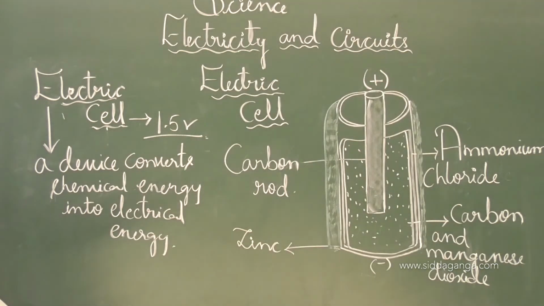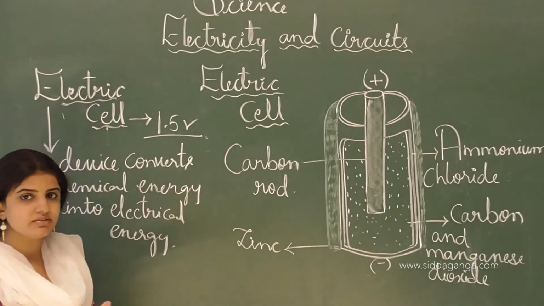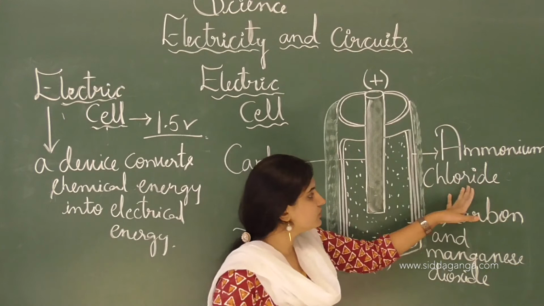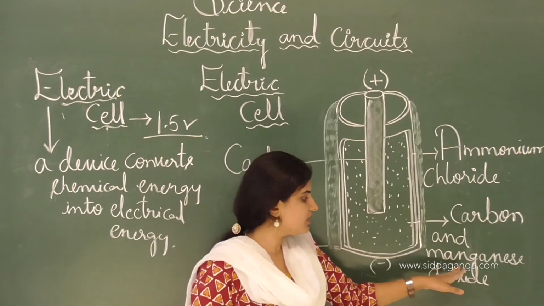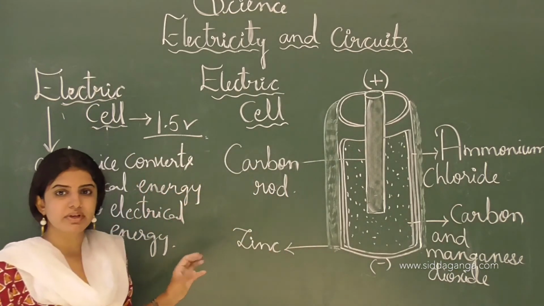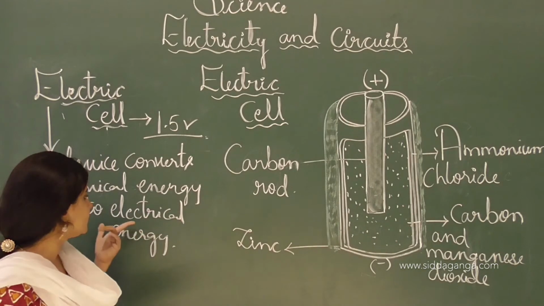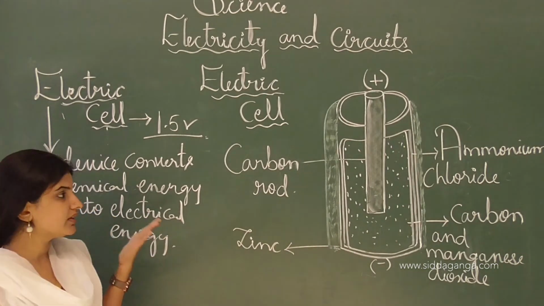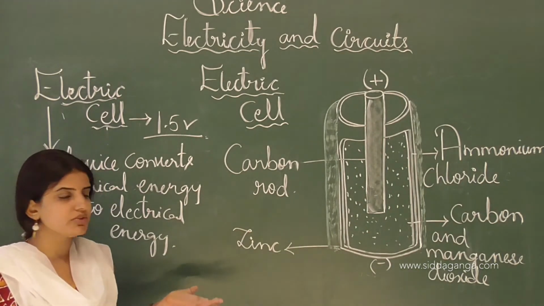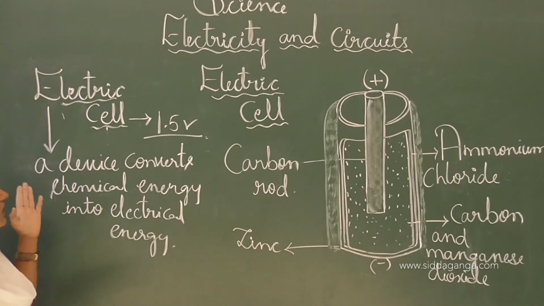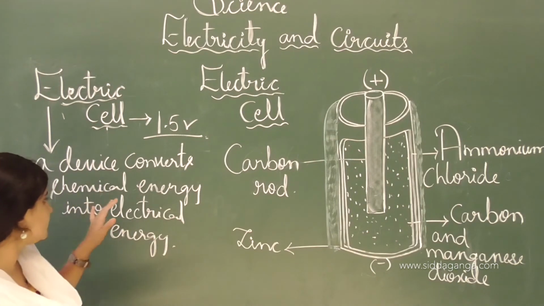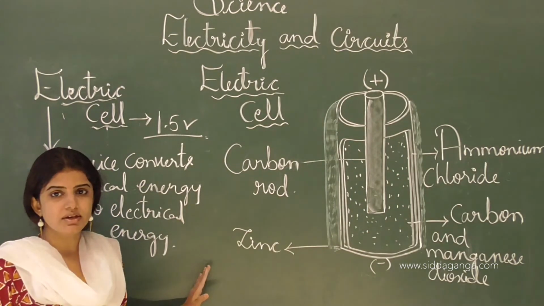See, from this we can say that an electric cell is nothing but a device which converts chemical energy. Chemical energy is nothing but, here we used chemicals like ammonium chloride as well as manganese dioxide. When these two chemicals are mixed, the cell converts it into electrical energy. Electrical energy means electricity will be generated or produced. So the definition is: an electric cell is a device which contains chemical energy, which converts the chemical energy into electrical energy.